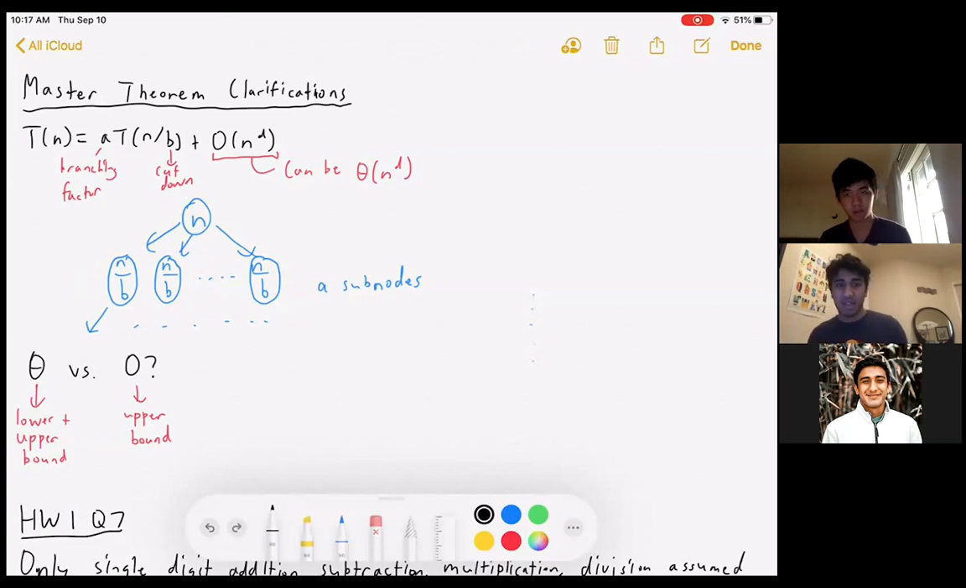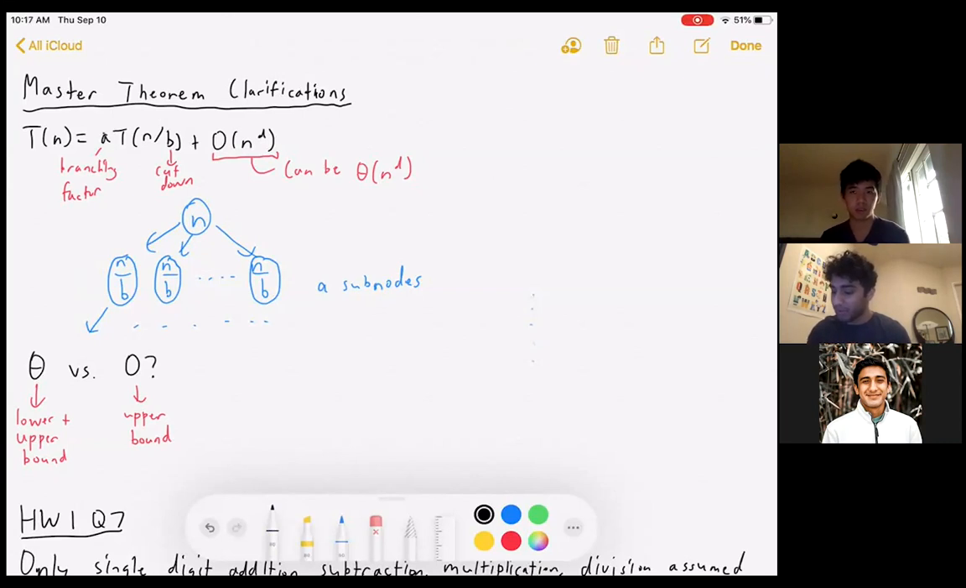But what that actually entails is, we need to figure out the amount of work you do at this node, and then you also need to figure out the amount of work at the children. So what is the amount of work at the node? Well, that ends up being this O of n to the power of d term right here. We're doing O of n to the d work at that node. Now we know the work at this node, we need to figure out the subnodes, and we know that there are a of them, which is the branching factor.